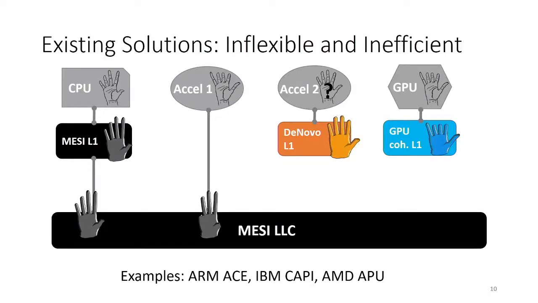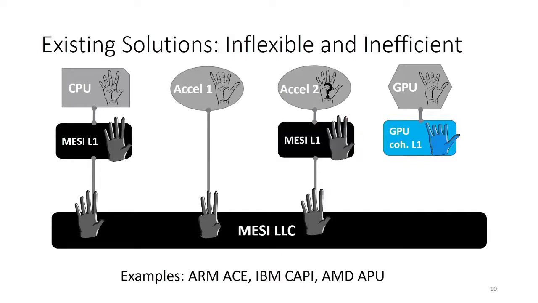But I might have a device that doesn't do MESI, and one way of integrating it is to say, well, all the accelerator loads and stores are going to be non-cacheable. I'm not going to allow you to cache because you don't follow my MESI protocol. Another option might be to say that, well, I don't care. I will let you cache, but you now have to implement MESI. I'm not giving you a choice.